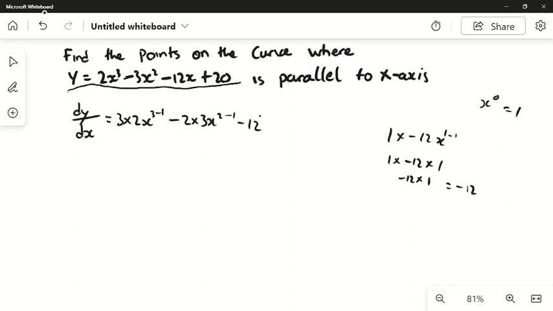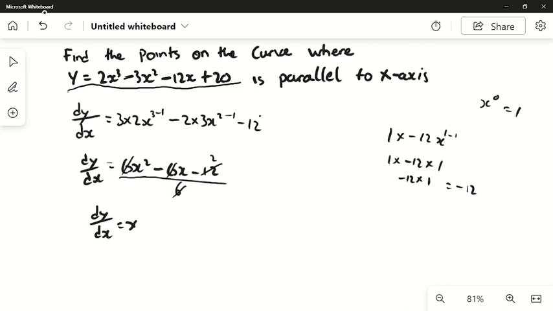This 20 has no x, so it is gone in calculus, as we know. So we can say dy over dx is equal to 6x squared, because 3 cubed minus 1 is squared, minus 6x, minus 12. What is common here? We can say 6 is common in all, so we divide through by 6. Cancel this 6, cancel this 6 one time, cancel this 12 two times. So we have dy over dx equals x squared minus x minus 2.